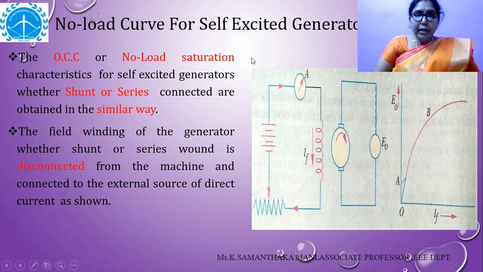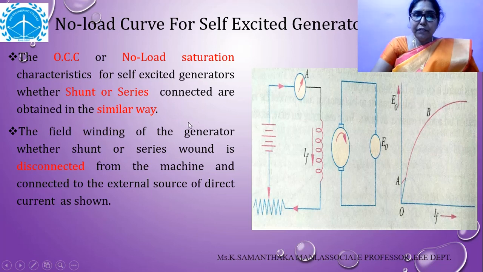Here what we will do is disconnect the shunt field winding from the shunt generator and connect it to the external DC source through an ammeter and a variable resistance, in order to control the field current. Even for a series generator, the field is excited separately and we will get the no load curve, nothing but the open circuit characteristic curve.